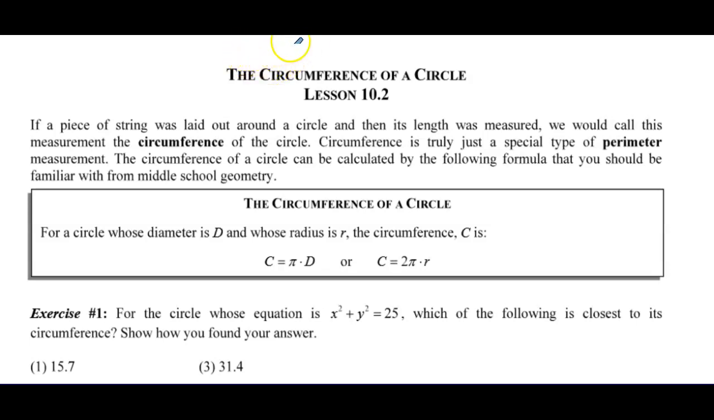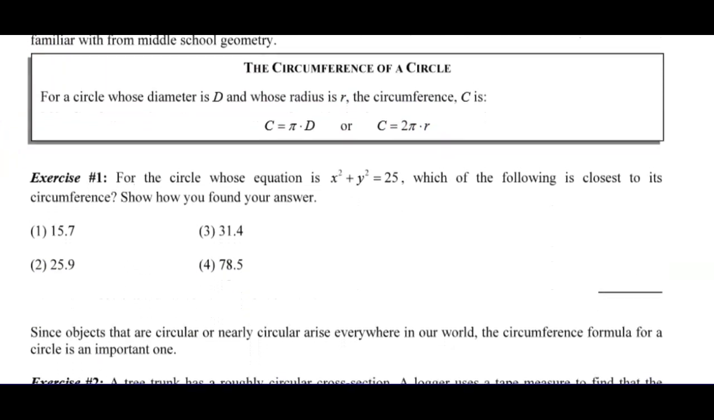So in the previous section, we talked about various figures' perimeters, and now we're going to look at the perimeter of a circle, which is otherwise known as a circumference. So if we laid a piece of string around a circle and that length was measured, we'd call it the circumference of the circle, and it can be calculated by using one of these two formulas that you probably have come across already. Circumference is either equal to pi times diameter or 2 pi times radius. So we'll get to that a little bit later on in this lesson.